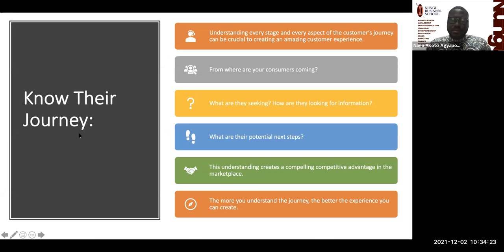And then know the customer journey. From where are your customers coming from? If you do the segmentation right, you will know that maybe 80% of your customers are coming from Accra. Then you set your marketing budget to target Accra, because at least you can realize 80% of your sales from Accra. If you understand your customer very well, you know which part of Nigeria your customers are in, whether it's Lagos or Abuja, you know where you need to invest a bit more.